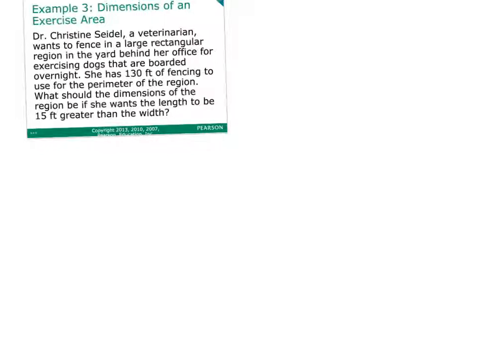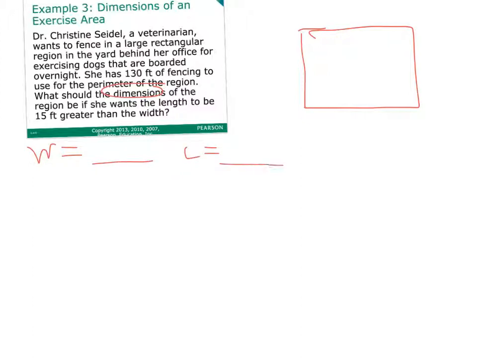We're making a large rectangular region, so I'm just going to draw my large rectangle. The red represents everywhere that the fence is going to go. Okay. We are looking for the dimensions, so we have no idea what the width is or what the length is. Okay, we just don't know.